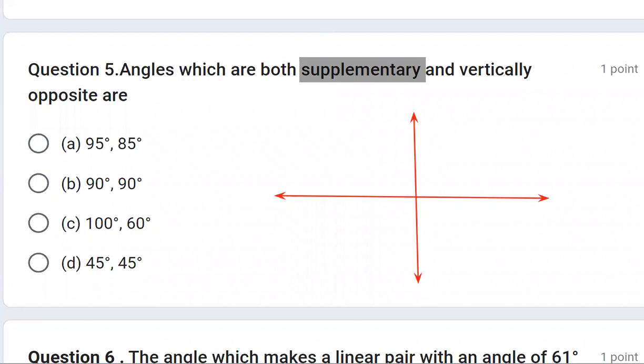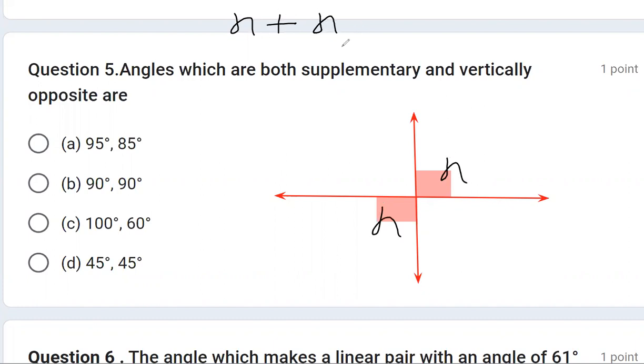So you know that vertically opposite angles are equal, and if they are supplementary, each has to be 90. It can be proved the other way also. Consider the two vertically opposite angles to be x. As you know, these vertically opposite angles are equal. So I can say this is x, then this also must be x.